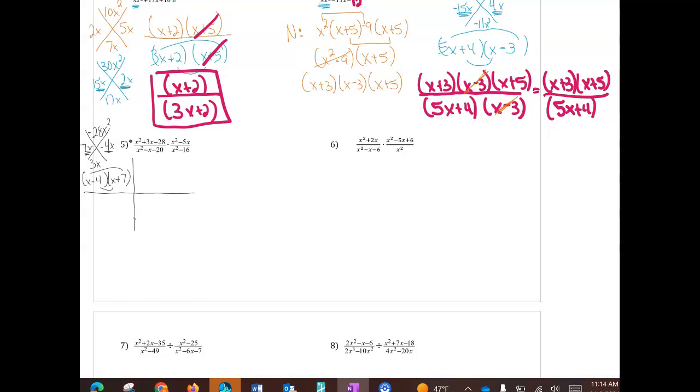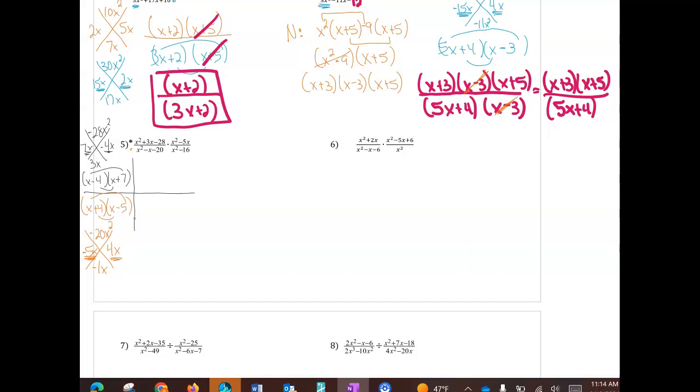Let's go to the denominator. So here I'm going to need factors of negative 20 that make negative 1. That will be a negative 5x and a 4x. And x's will be enough. And x with a negative 5 can make negative 5x, and x with a positive 4 can make 4x.